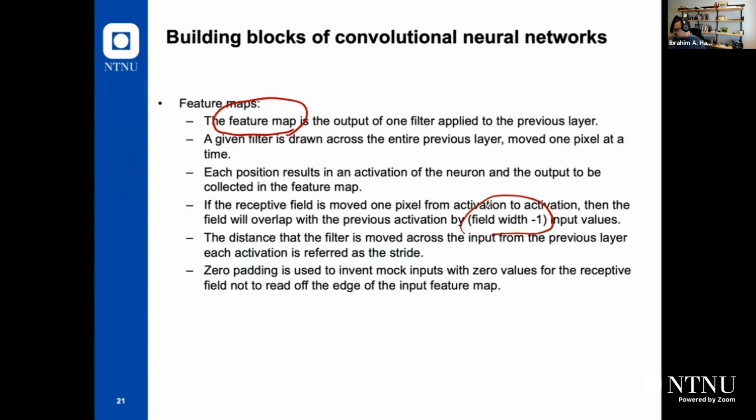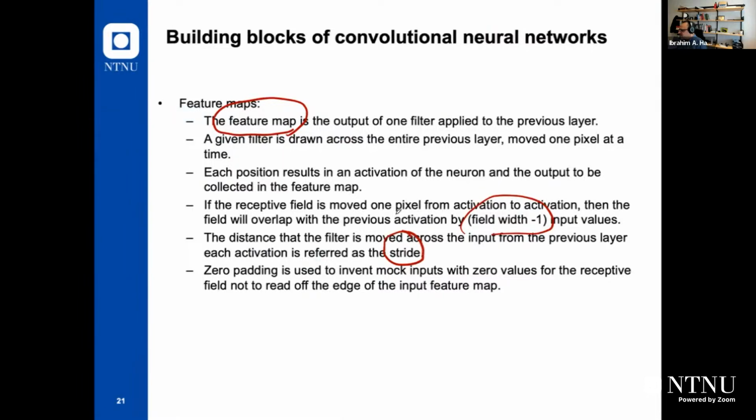The distance that the filter is moved across the input from the previous layer at each activation is called the stride. So we move by one pixel value or 2, for example. We call this step size a stride, and the stride is also a variable which we need to decide, right?